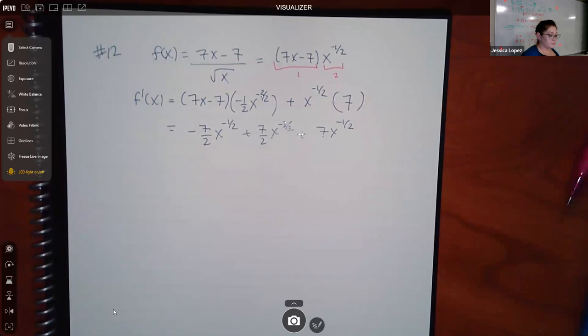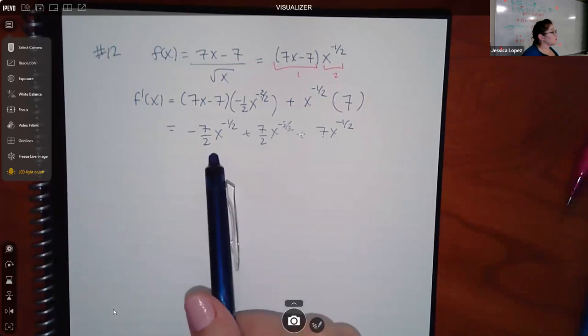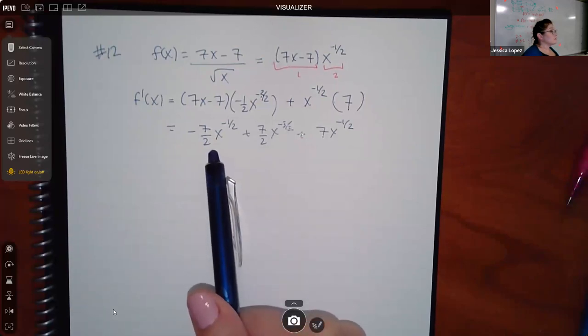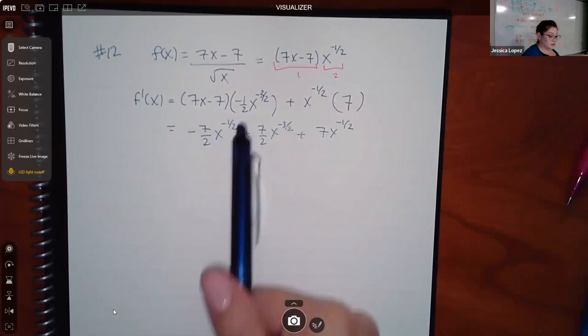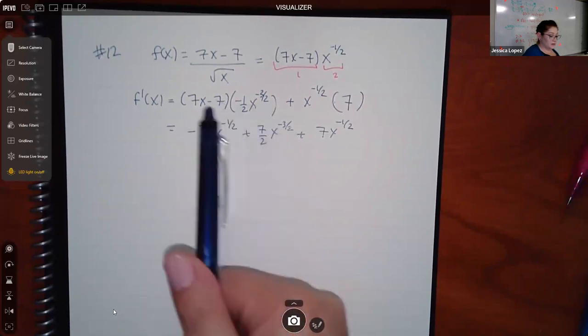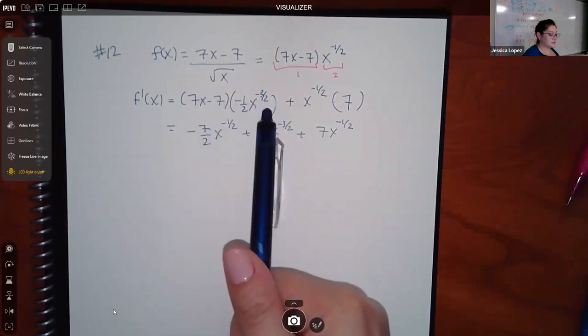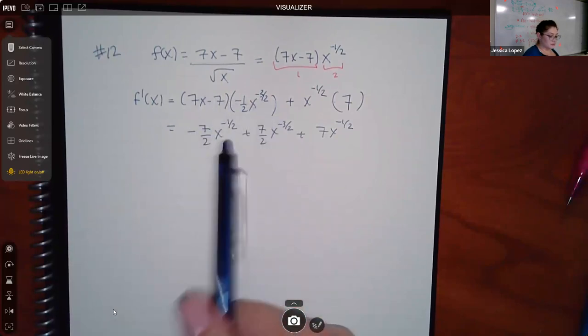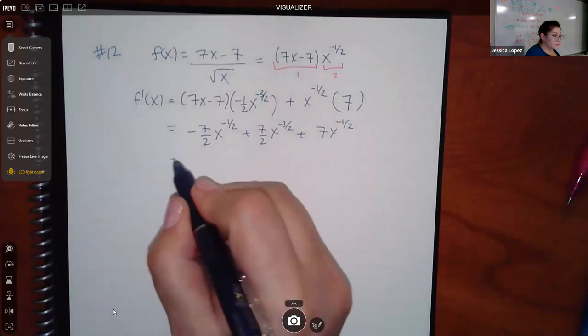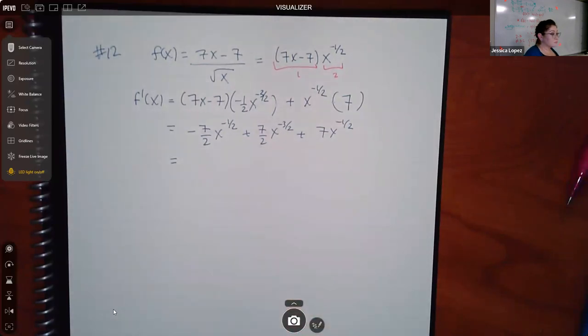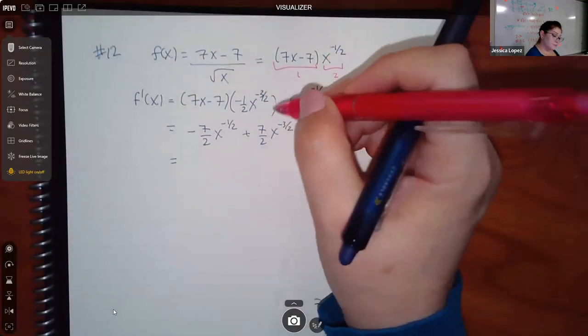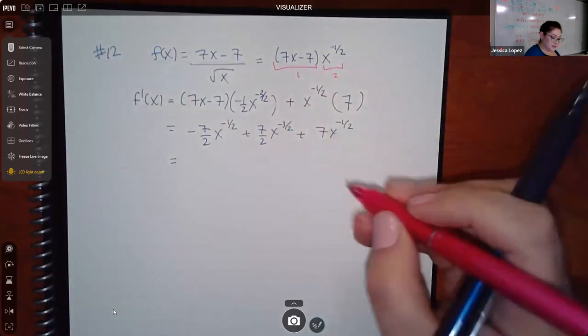Gotcha. Do you see how I got this? Right? This number times that number, and then you add the exponents. What's 1 plus -3/2? Yes, good. You just thought you couldn't. Right. Well, sort of. It depends.